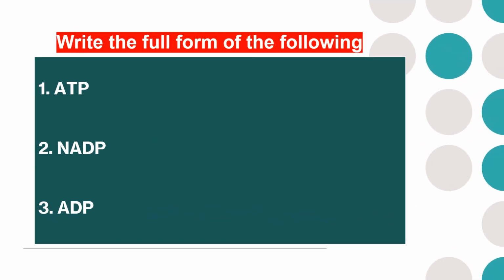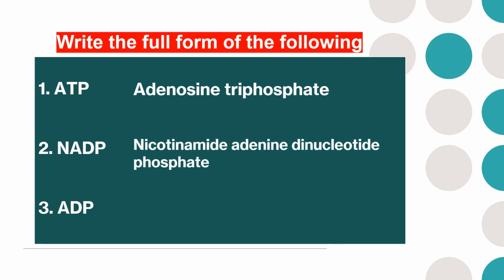Write the full form of the following. This is a very important question for examination. First one, ATP, then NADP, and ADP. What is ATP? Adenosine triphosphate. The next one, NADP, nicotinamide adenine dinucleotide phosphate. The next one, ADP, adenosine diphosphate.